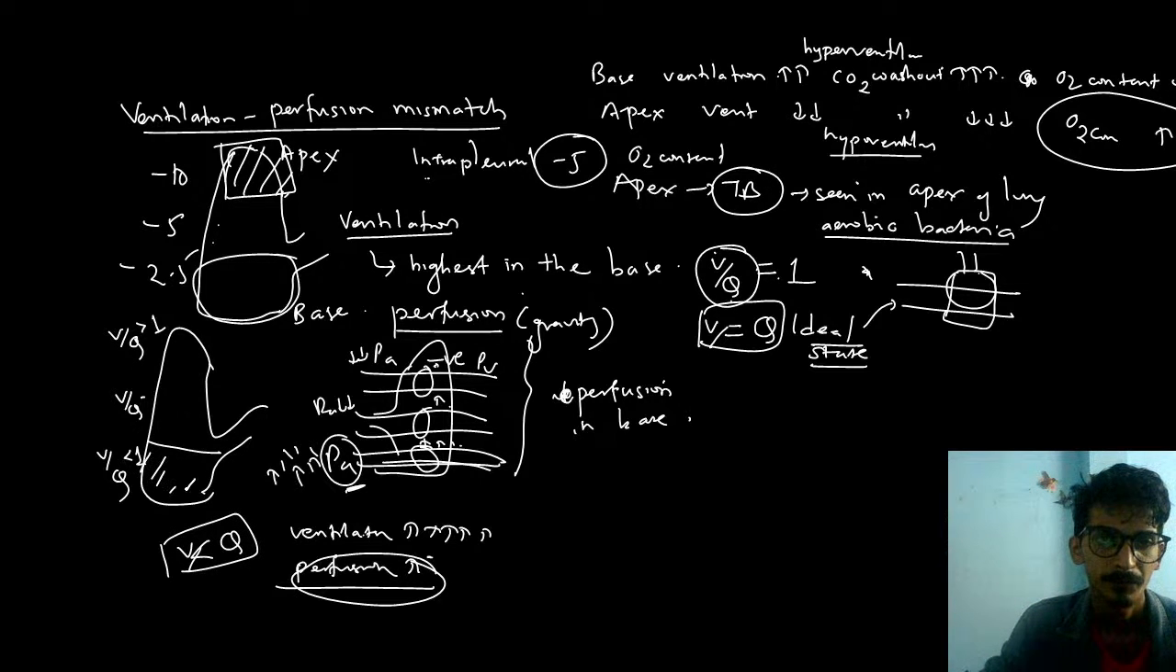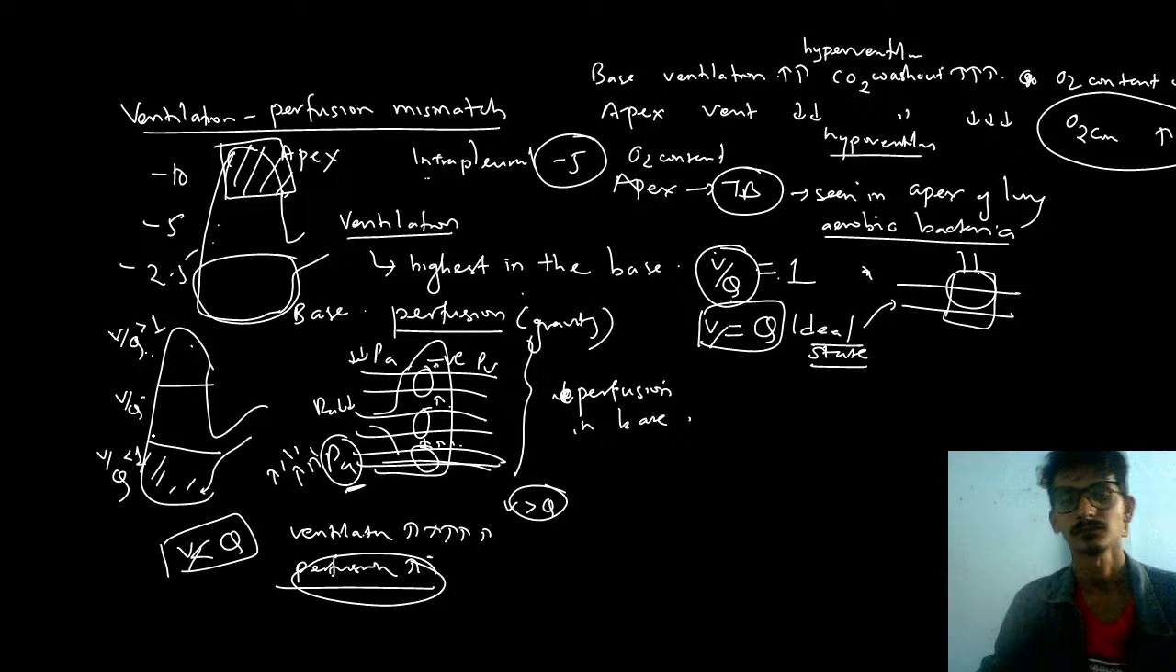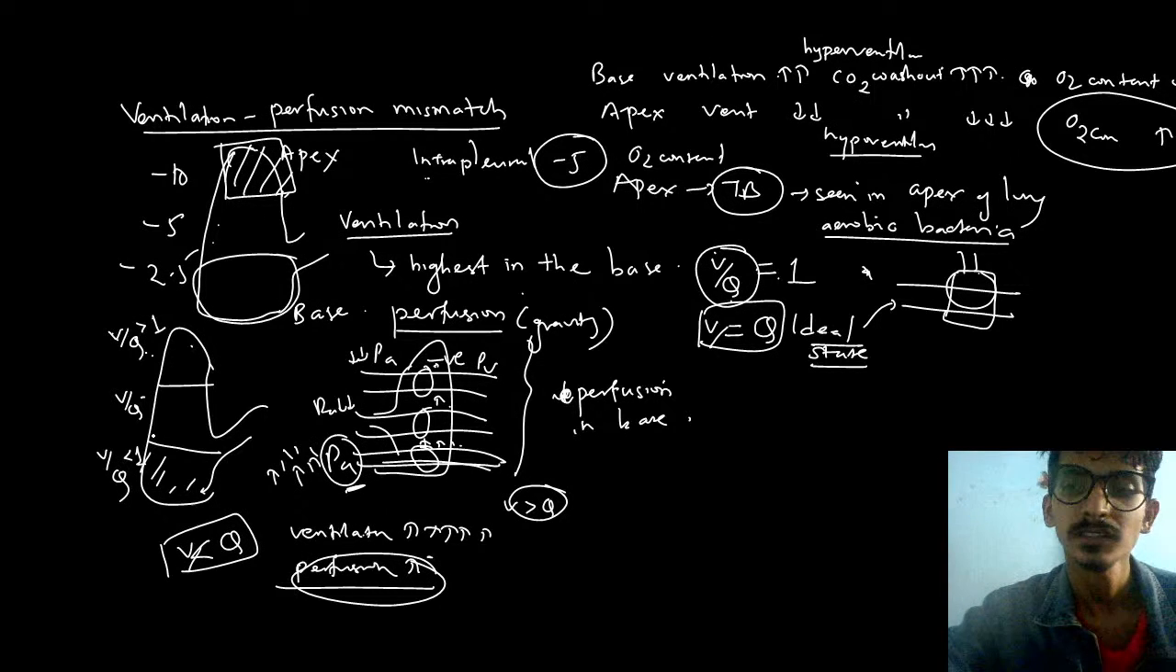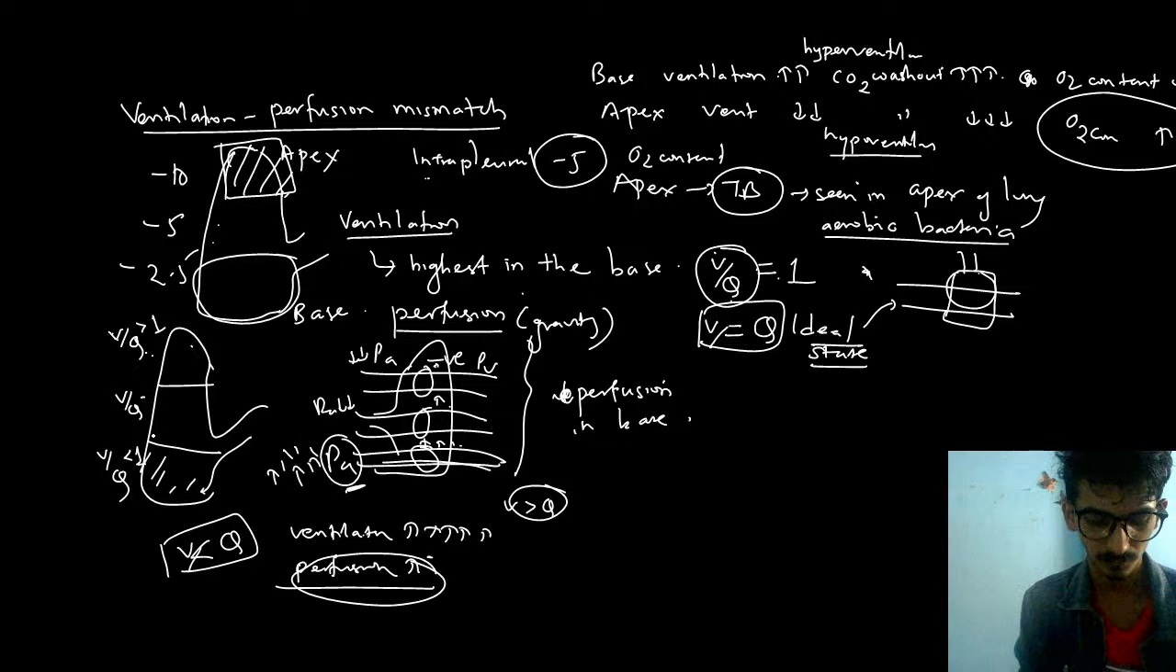Whereas in the apex of the lung, although the perfusion is relatively less, the ventilation perfusion ratio is typically on the higher side. That is, ventilation is greater than perfusion. So this is how ventilation and perfusion change over the apex and the base of the lung.